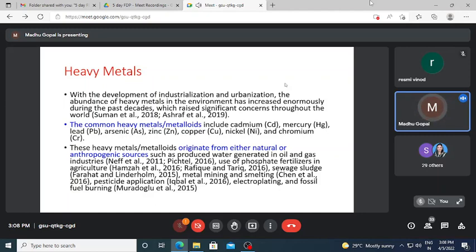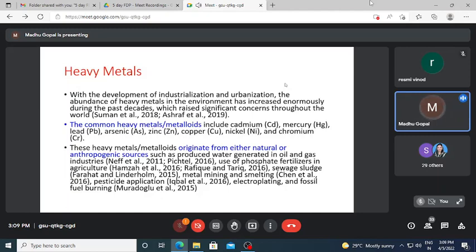The abundance of heavy metals in the environment has increased tremendously during the past decades, and it's really an area of concern for environmentalists as well as health specialists. And we have already seen the common heavy metals include cadmium, mercury, lead, arsenic, zinc, copper, nickel, and chromium. These metals or metalloids can originate from either natural or anthropogenic sources.